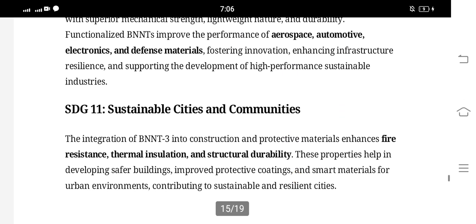SDG 11, which is about sustainable cities and communities. Integration of boron nitride nanotube 3 into construction and protective materials improves fire resistance, thermal insulation, and structural durability. These properties support the development of safer buildings, improved protective coatings, and smart materials for urban development, helping create resilient and sustainable cities.